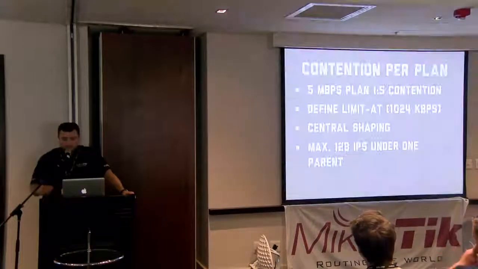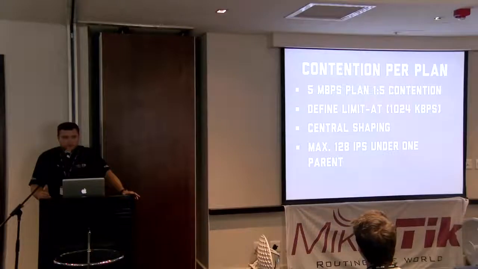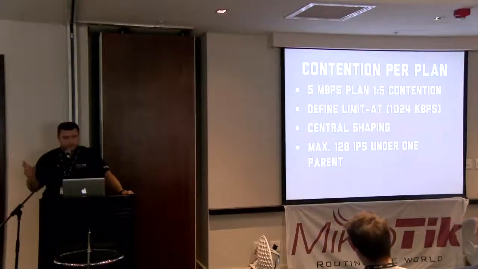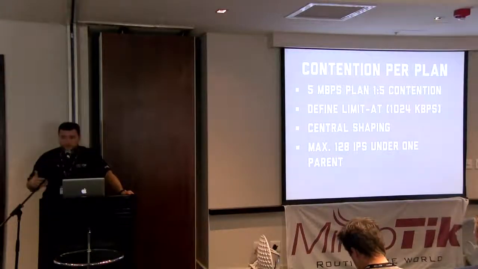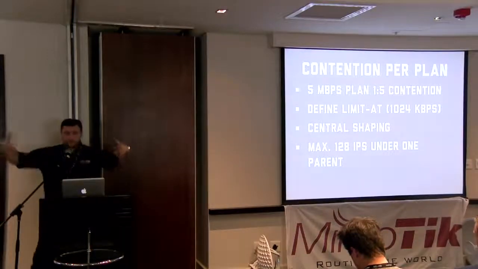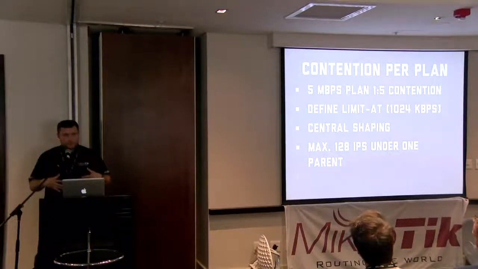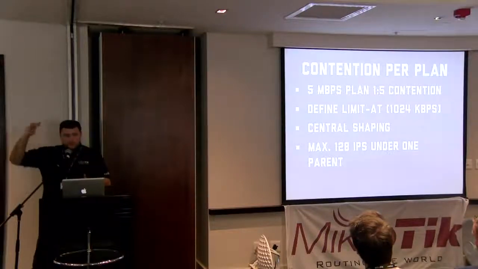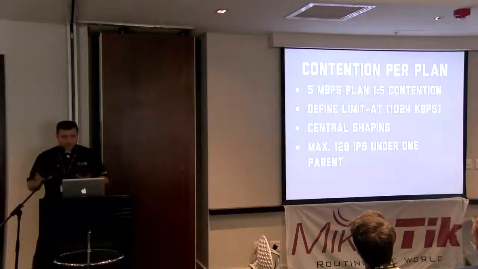First of all, we can set up the contention per plan. So for example, we sell 5 megabits per second, and the contention is 1 to 5. It means that all customers under that plan will share 5 megabits. I can set the limit-at to 1 megabit per second. It means that they will always reach 1 megabit per second. It's the guaranteed speed. And I can use central shaping. So I can put all traffic from all my routers coming to 1 or 2 routers. And on those routers, I can create big queues, and that will make contention of customers. The only limitation is 128 IPs under one parent that MikroTik has.